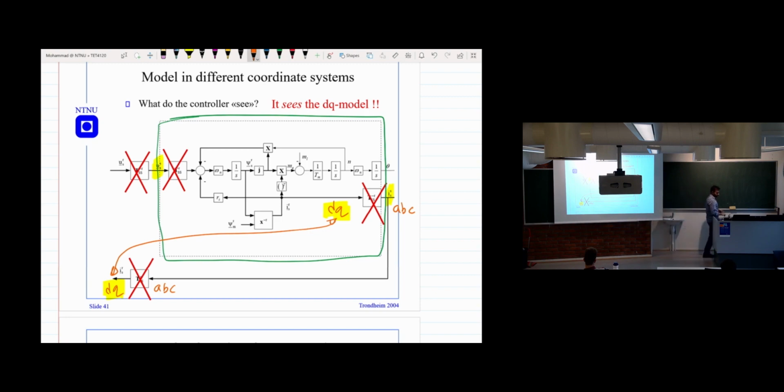Similarly, from the controller we are giving UD and UQ. Then we are converting here and we are getting UABC. And again, here it is UD and UQ. This means if we cancel these two, then from the controller, the controller sees originally a DQ model. So that is what we want to say: the digital controller sees only this mathematical model that we built, because of this canceling effect.